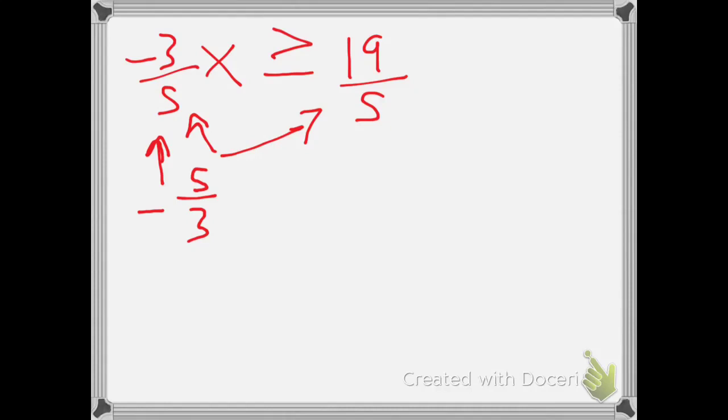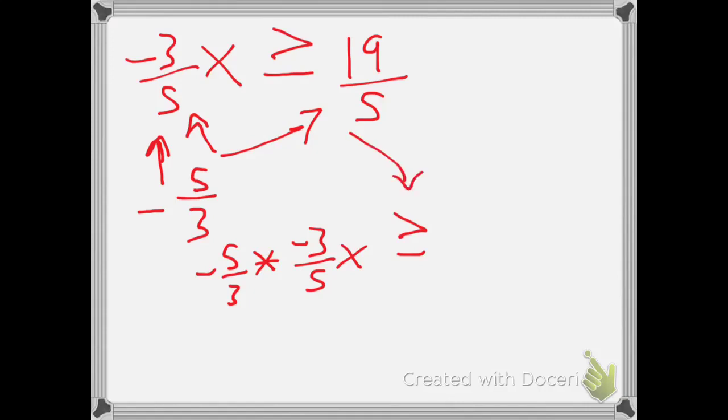On the left side, we have negative 5/3 times negative 3/5 x. And if you notice, I made a little mistake here. I multiplied by a negative, and so I need to flip my symbol around in the middle. So I need to flip it around to get less than or equal to. And I need to take 19/5 and multiply by negative 5/3.